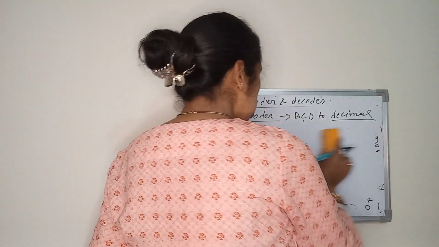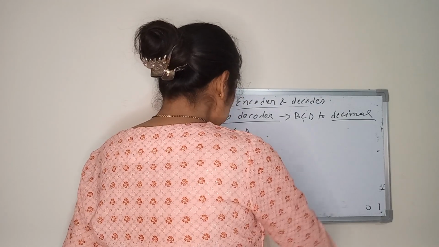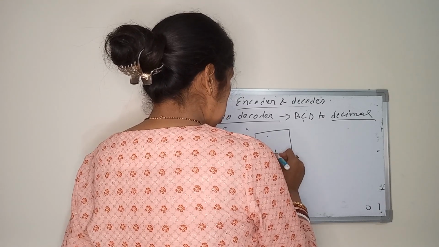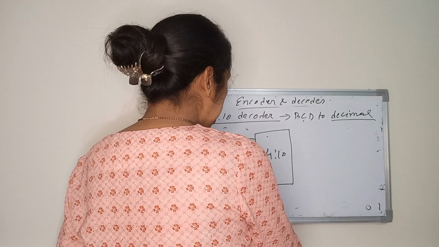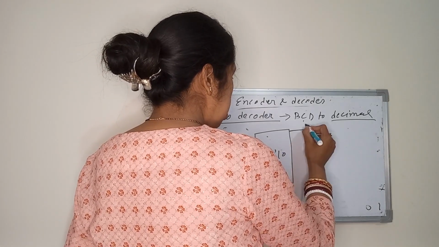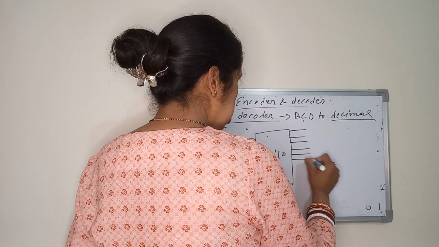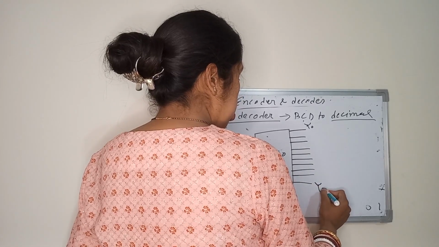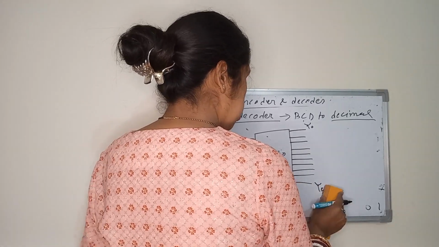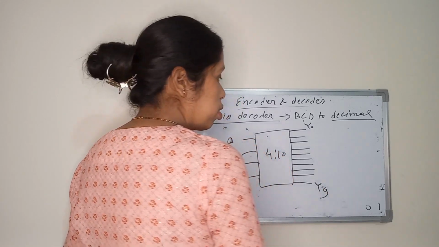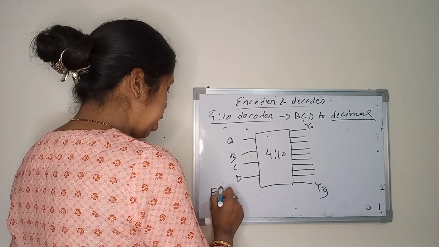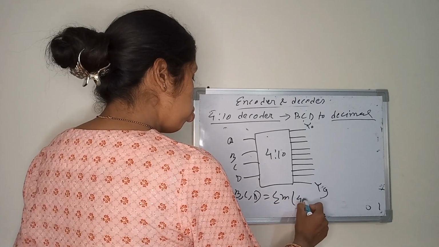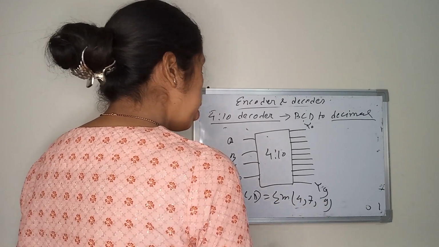So if you want to write the block diagram, how can you write it? Here it is a 4 to 10 decoder, with a total of 4 input lines A, B, C, D, and 10 output lines, Y0 to Y9. Suppose you have one function like F(A, B, C, D) equals summation m(4, 7, 9). So how will we do it?